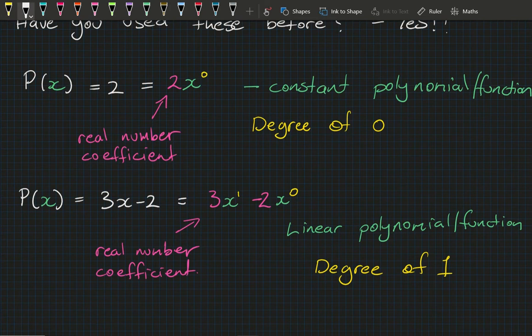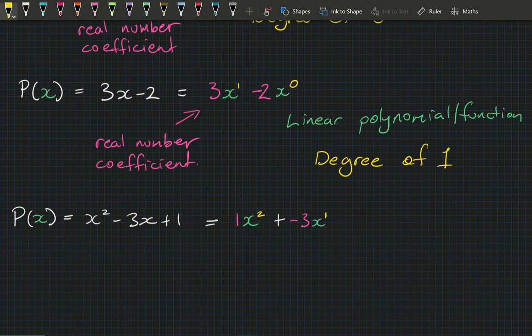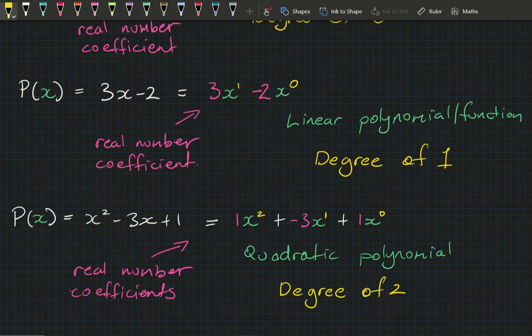And of course, p of x equal to x squared minus 3x plus 1 can be rewritten as 1 times x squared minus 3 times x to the 1 plus 1 times x to the 0. And you can see the real number coefficients there. And of course, this is a quadratic polynomial that has a degree of 2.